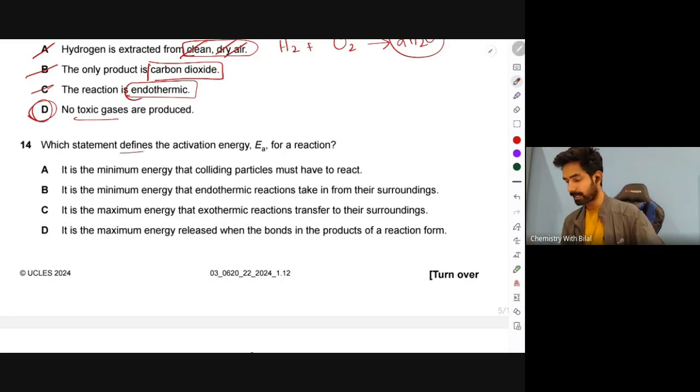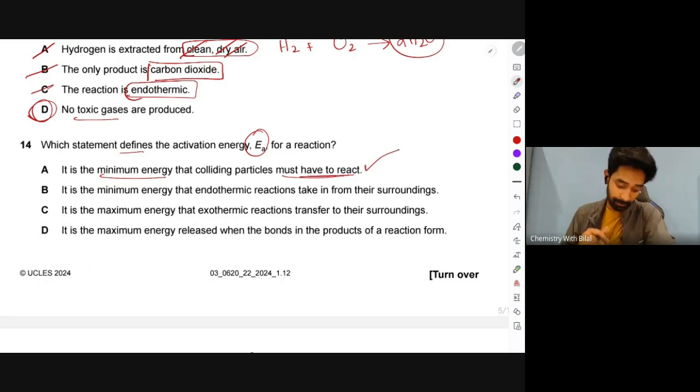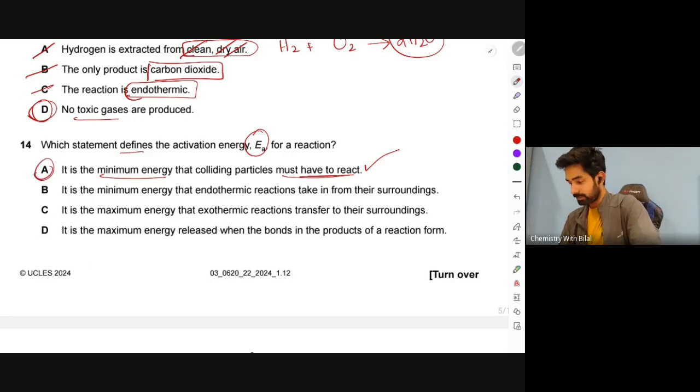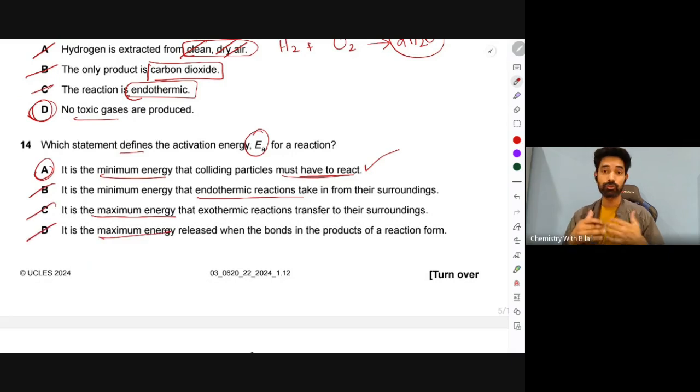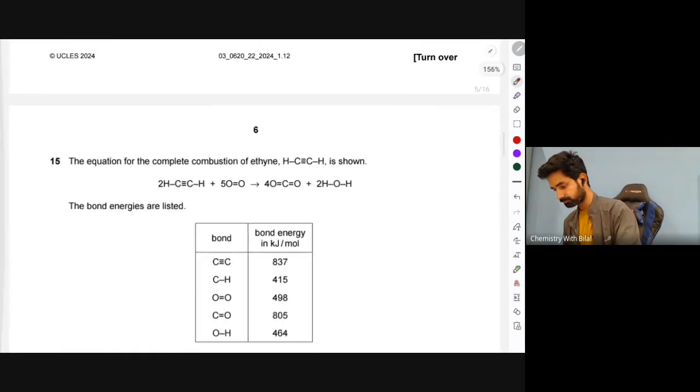Which statement defines the activation energy of a reaction? It is the minimum energy that colliding particles must have to react. I think this is correct. The activation energy is the minimum amount of energy that the colliding particles must have to react. This is a correct statement. The minimum energy that an endothermic reaction, no, whether the reaction is endothermic or exothermic, activation energy is always required. Doesn't matter. It is the maximum energy? No, it is the minimum energy needed to start a chemical reaction.